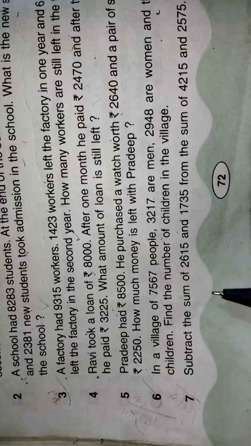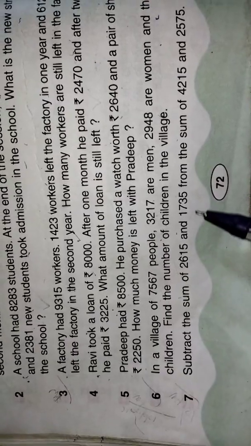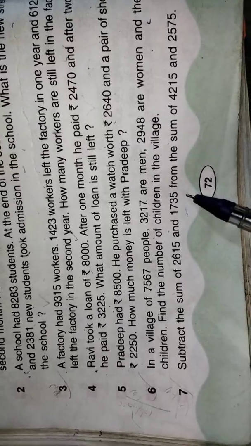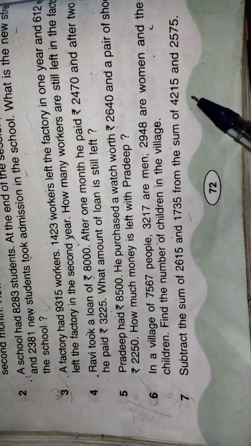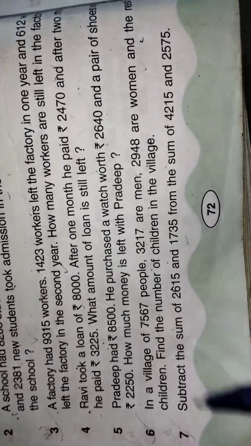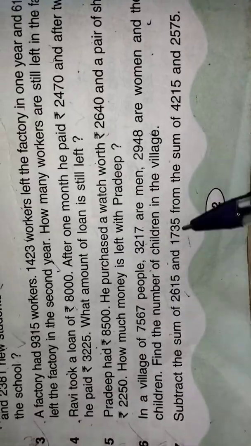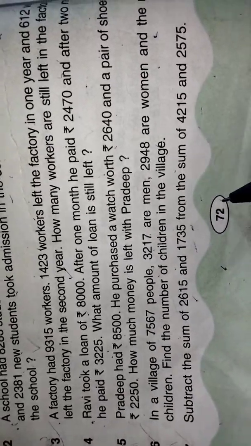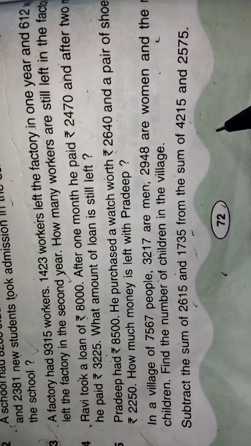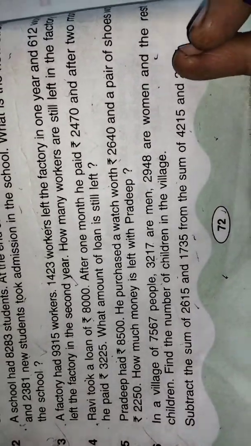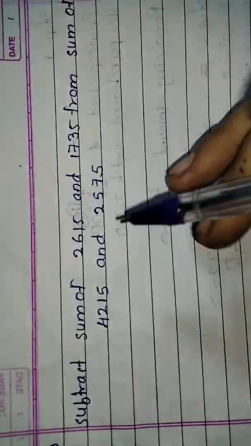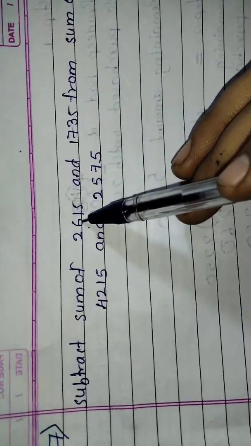Seventh one, subtract the sum of 2,615 and 1,735 from the sum of 4,215 and 2,575. You have to subtract. First you have to do these two additions, then you have to write the from. Then again you have to do these two additions, and whatever answer will come, that you have to write. Then from this answer minus this answer you have to do. Let us solve now.